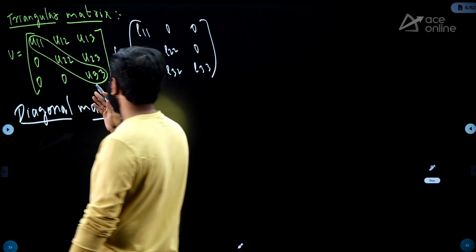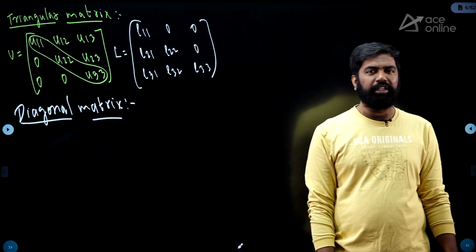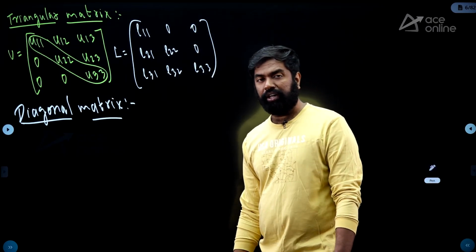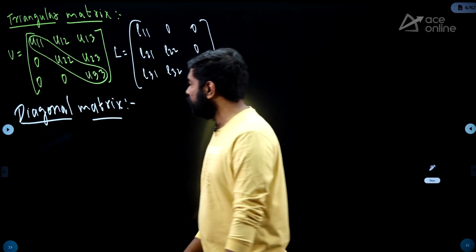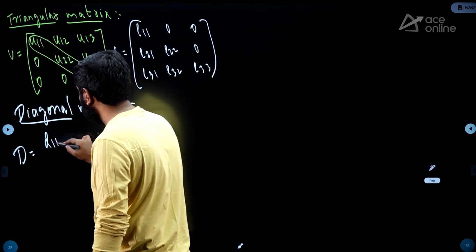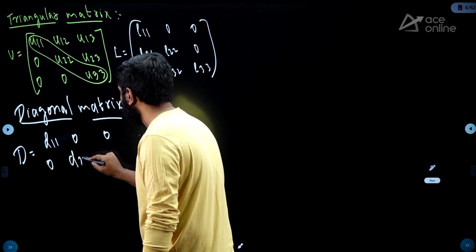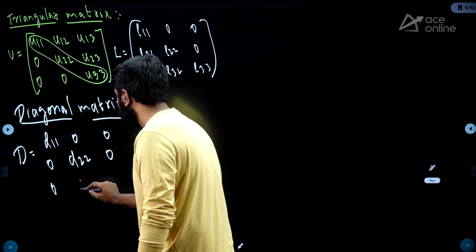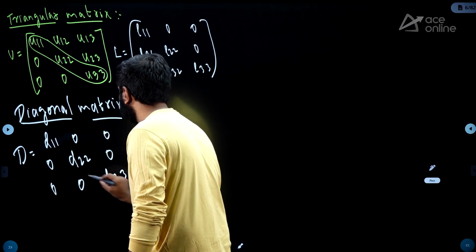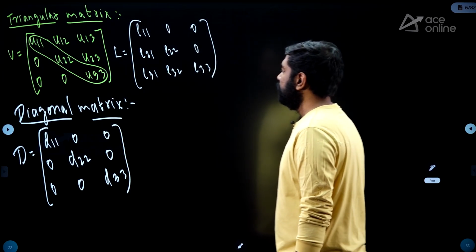This diagonal matrix, upper triangular, lower triangular, will play a crucial role in finding the determinants, in finding the rank, in finding the eigenvalues. So you have to have a good idea of this. How does the diagonal matrix look like? It has got elements like this: D11, 0, 0, 0, D22, 0, 0, 0, D33. This is a diagonal matrix.